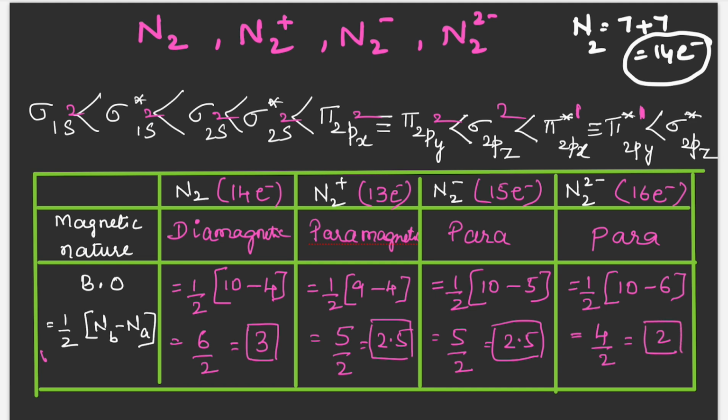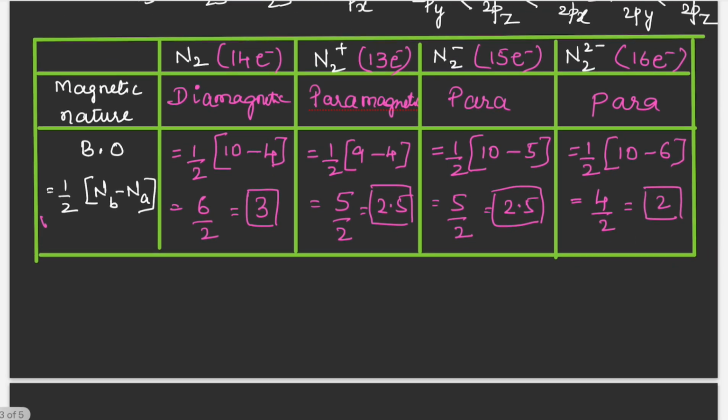So we got the bond order for all the species. That is, we got N2 bond order as 3, N2 plus as 2.5, N2 minus as 2.5, N2 2 minus as 2. Now we'll write the bond order. The bond order for nitrogen is greater than N2 plus, and N2 plus is equal to N2 minus, because bond order is similar for both, 2.5 and 2.5, which is greater than N2 2 minus. So this is the bond order.